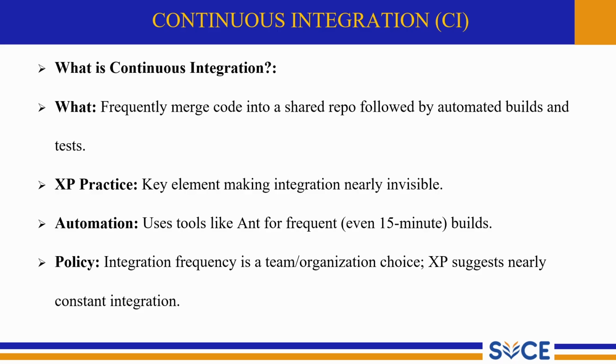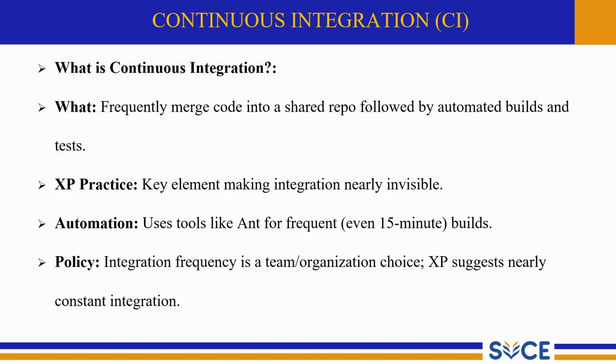Automation uses tools for frequent builds. Automation plays a major role in continuous integration. Tools like Ant, Maven, Jenkins, GitLab CI, or GitHub Actions automatically build and test the code whenever changes are made. This gives developers fast feedback, often within minutes.